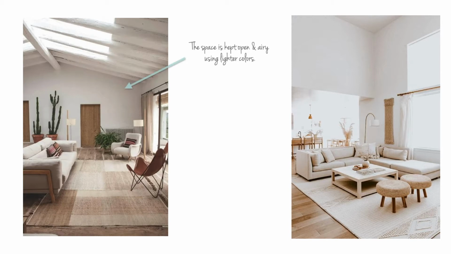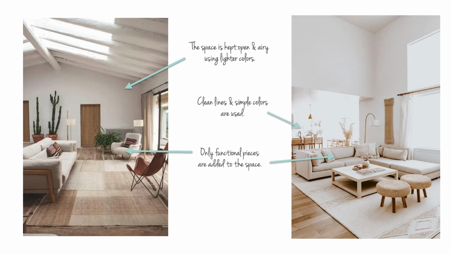The spaces are open and airy while using lighter colors. Clean lines and simple colors are also used in these spaces. It's also important to note that only functional furniture pieces are present in both spaces. The overarching concept is certainly achieved here. Less is more. Alright, so now that I've given you a brief history of minimalist design, I've shown you some examples and given you some basic principles of what is included in minimalist interior design.